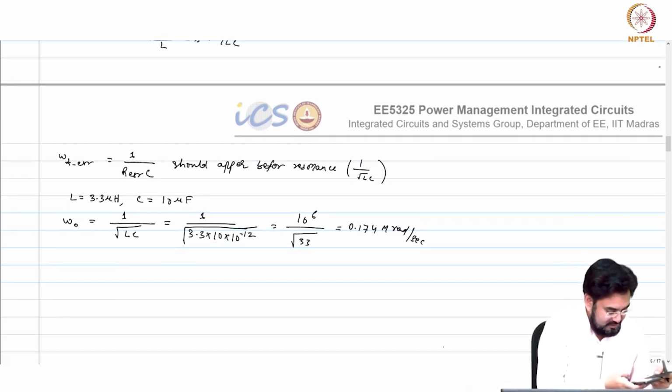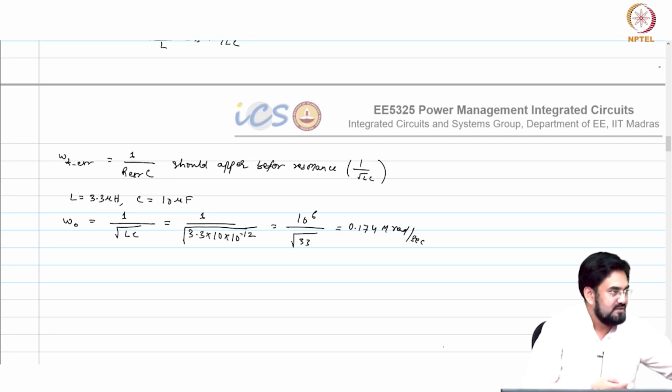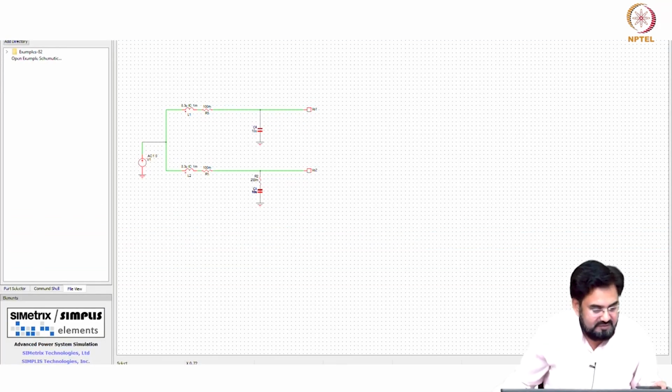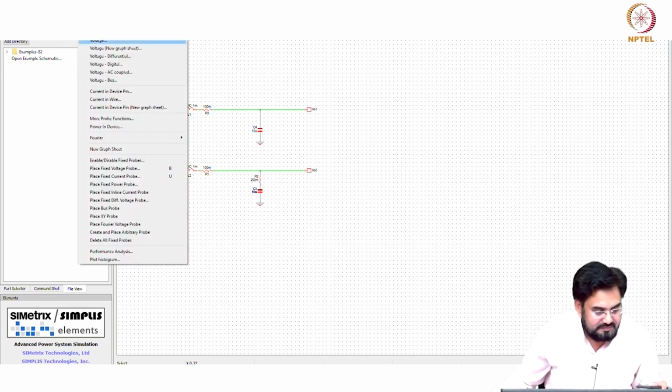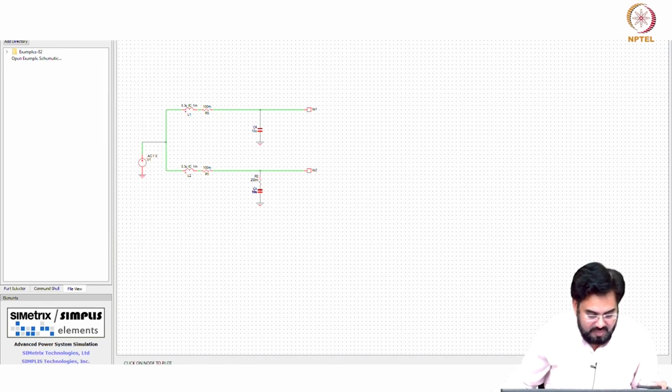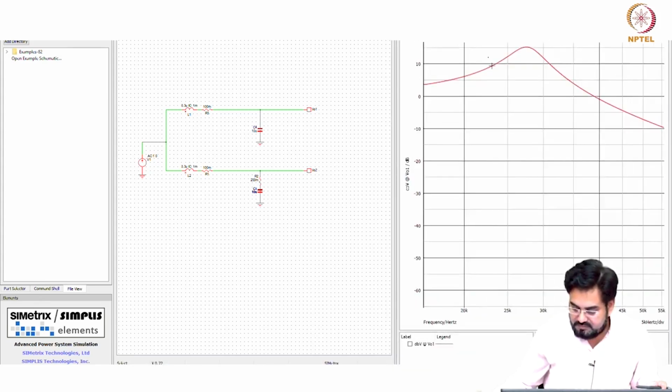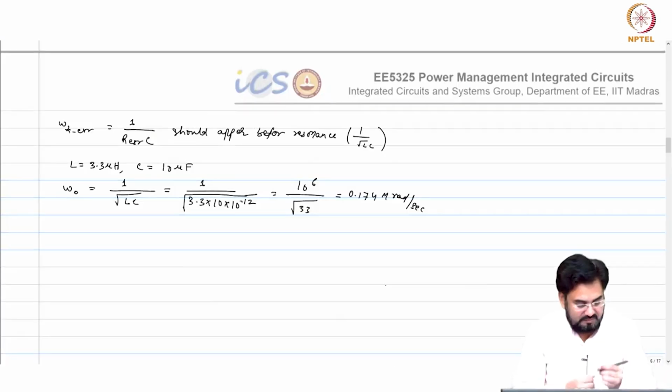0.174 divided by 6.28, 28 kilohertz roughly. We can check from here if it's appearing at that. Okay, 27.8, 28 kilohertz.